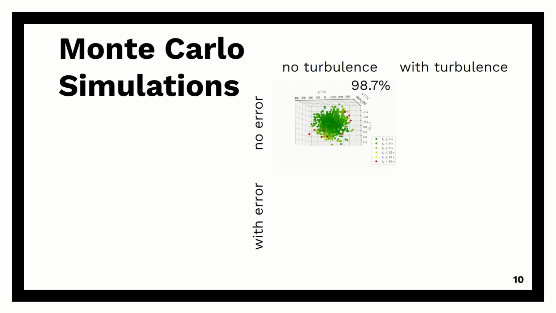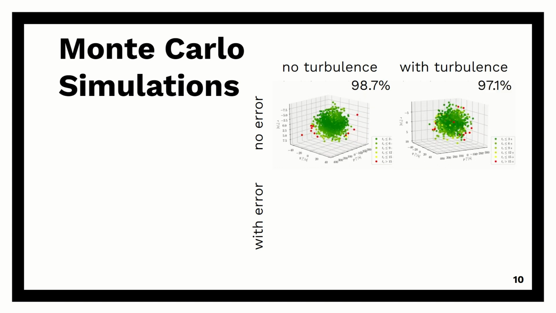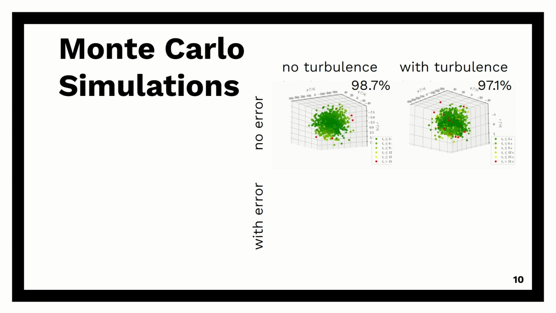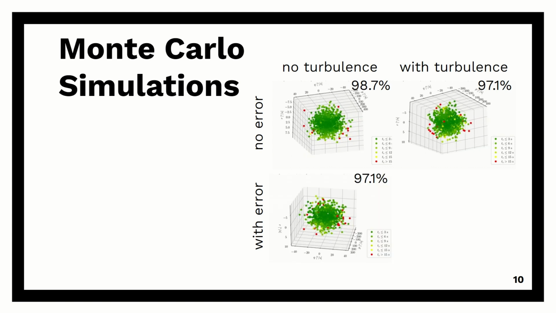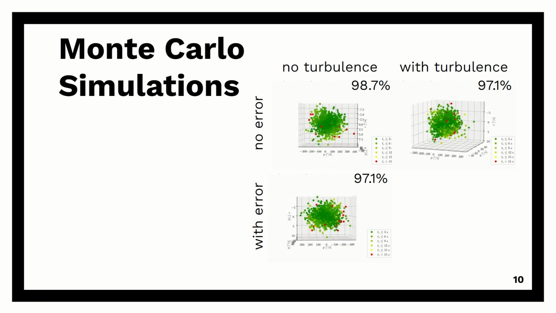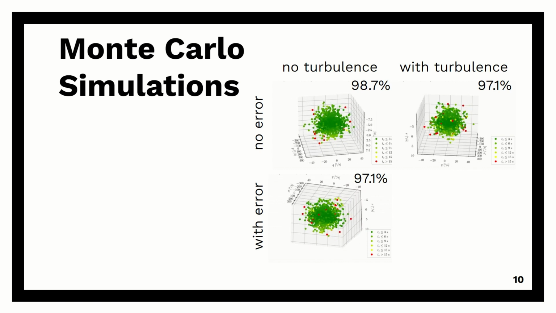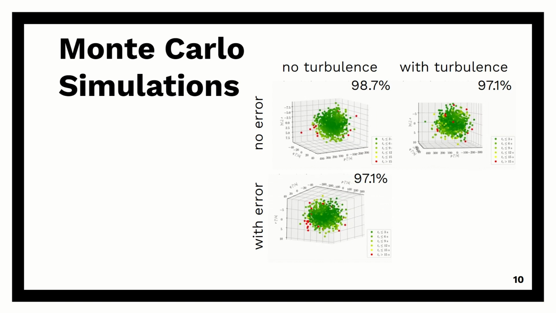So the first is with no error, no turbulence, and we get within those bounds 98.7% of the time. And then if we add in turbulence, we get within those bounds 97.1% of the time. If we have error but no turbulence, we get there 97.1% of the time.